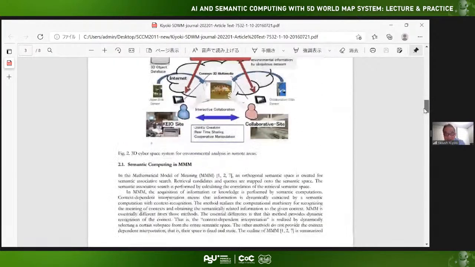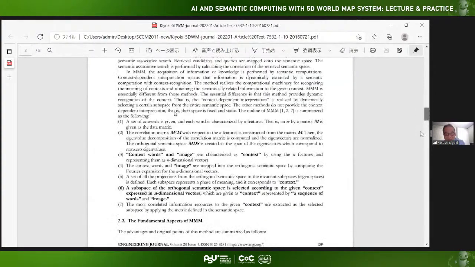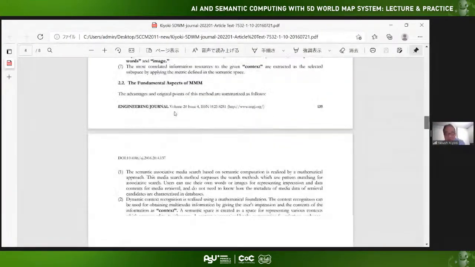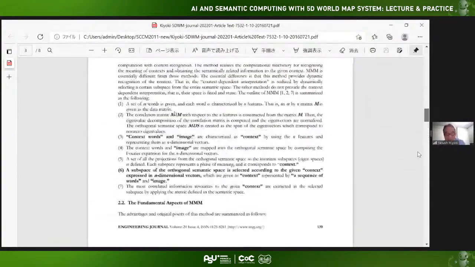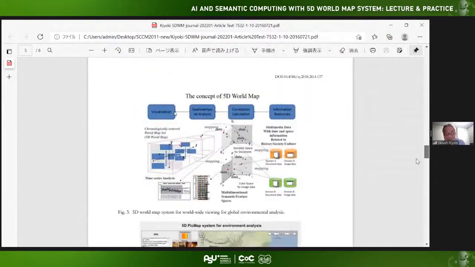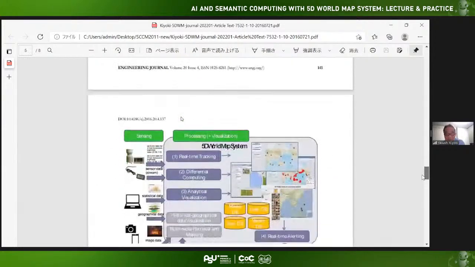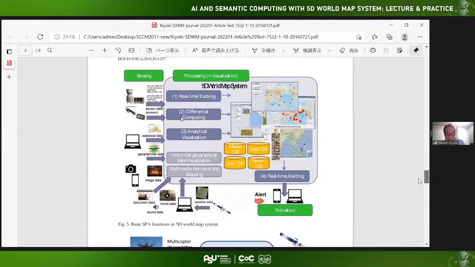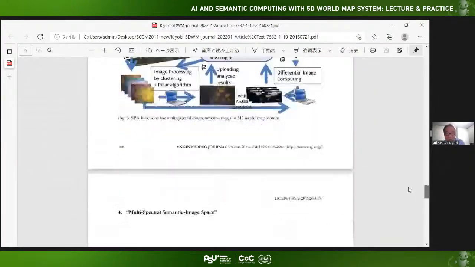And this is the process of how to make a semantic space. And this is the architecture of the 5D. And this is a case of image retrieval in forest fire. And this is today's slide. Okay.